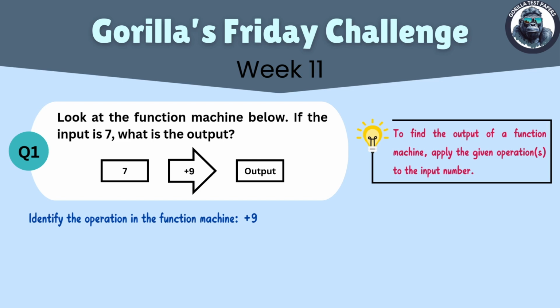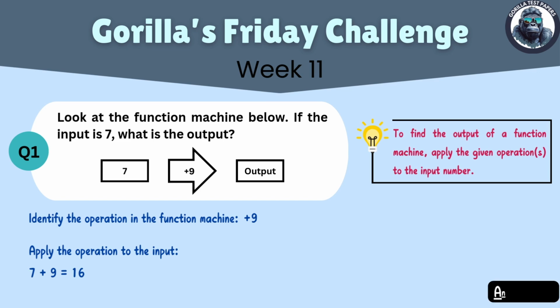And so, to find the output, we now have to apply the operation to the input number. So therefore, we do 7 plus 9, which gives us 16. This means the output of this function machine is 16. This is the answer for this question.